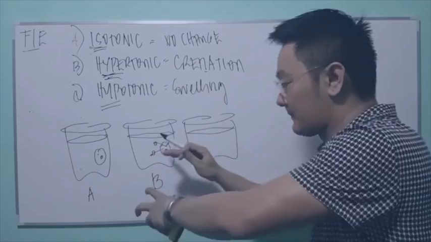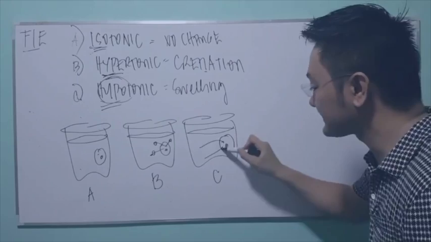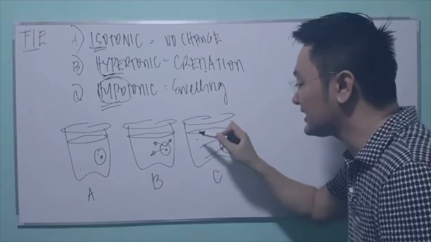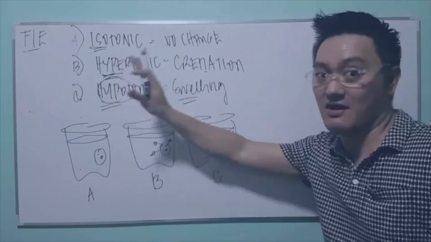In beaker C, the solution is hypotonic. In short, it is diluted. If you drop a single cell, the fluid from the solution will get inside the cell. Why? There's too much water in the solution. Therefore, the water in the solution will get inside the cell. As a result, the cell now will have what? Swelling. So there will be cellular swelling. Having said this, I hope you understand the concept well.